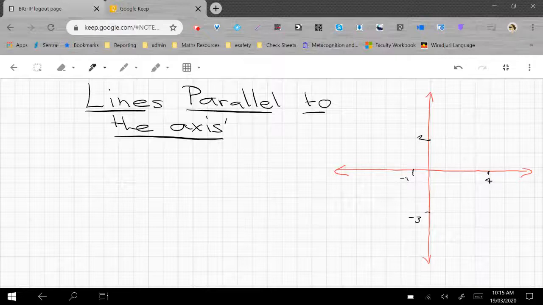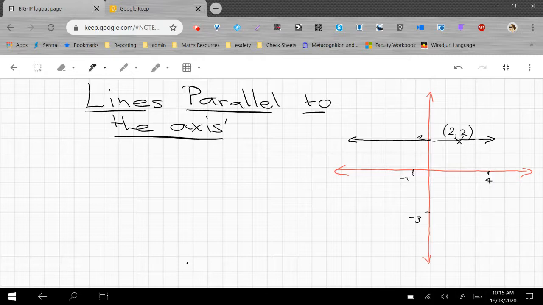Okay, so what I'm going to show you today is what happens if we have a line that is parallel to the axis. Now, if I draw this line here through +2, it's parallel to the x-axis. What you need to know is that every point on this line has a common intercept. So this point here is the point (2, 2), so it lines up with 2 from the x and 2 on the y.